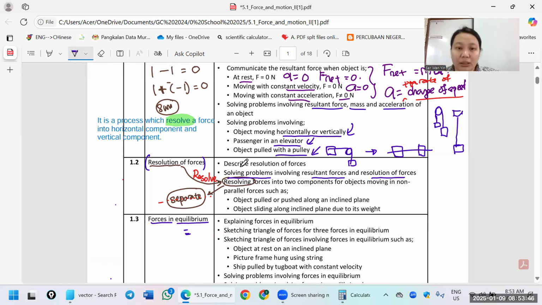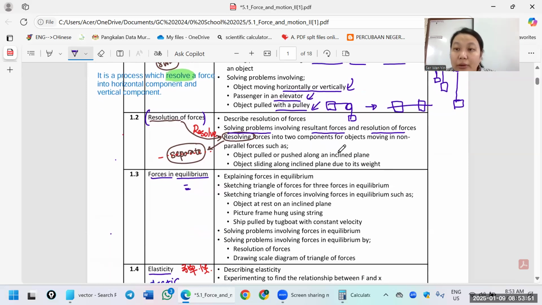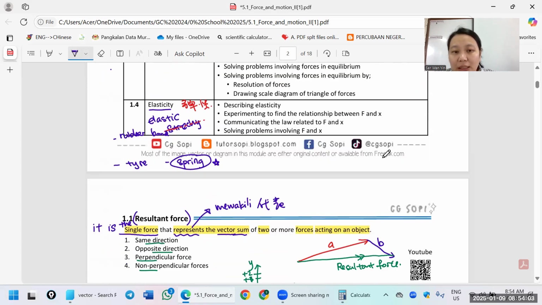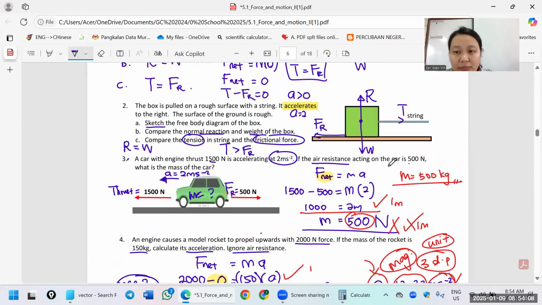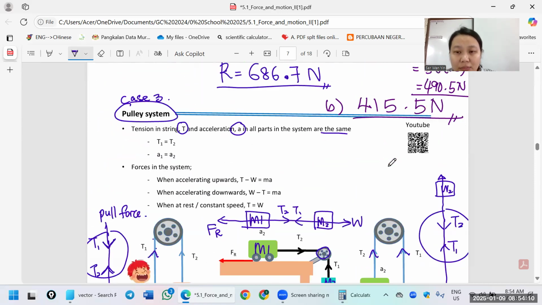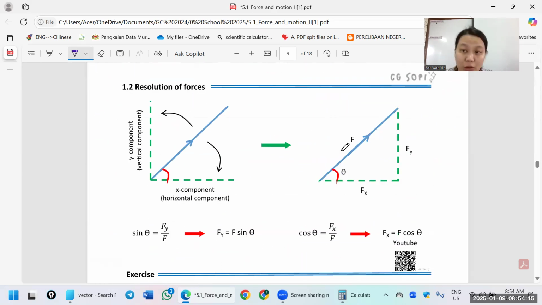Okay, so now we are going to study two cases. One is an object pulled or pushed along an inclined plane. The other is an object sliding along an inclined plane due to its weight. Okay, so now we turn to the resolution of forces. Okay, how to resolve the force.